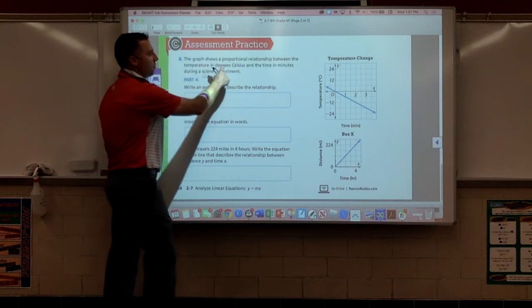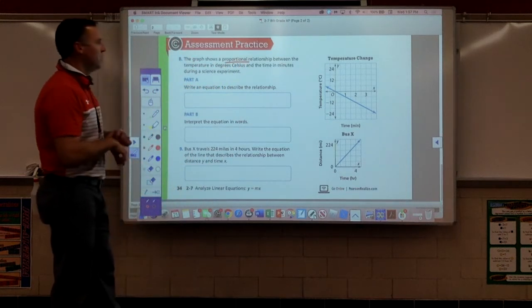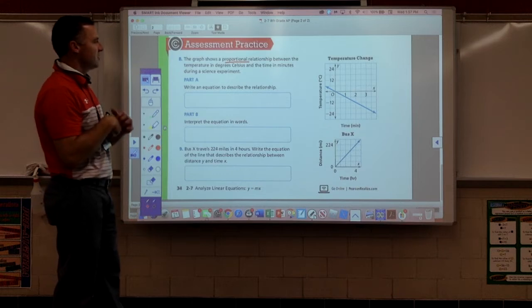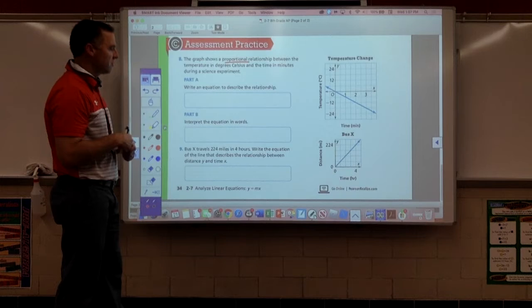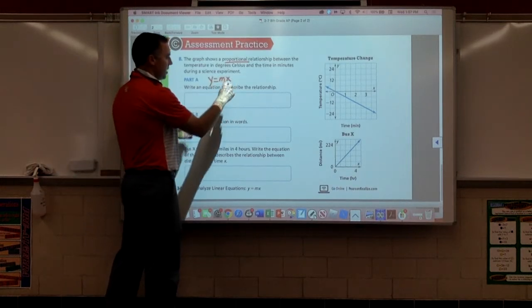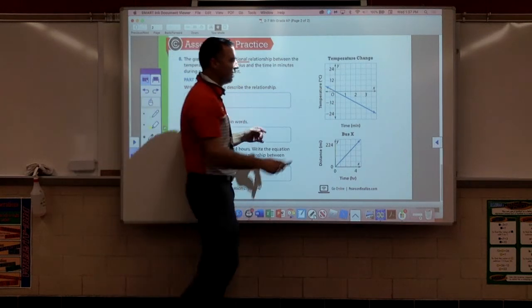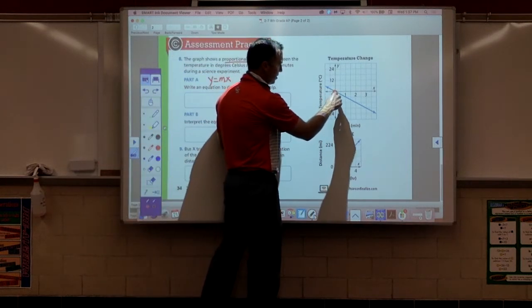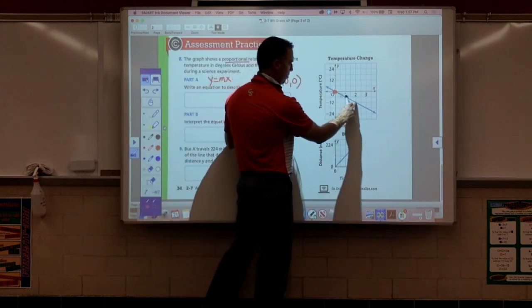The graph shows a proportional relationship, which means it goes through the point 0, 0, between the temperature in degrees Celsius and the time in minutes during an experiment. Write an equation to describe this relationship. Again, y equals m times x. We have to find the slope, which just means we have to find 2 points on this line. Well, it goes through the origin, so use 0, 0. Let's find another point.